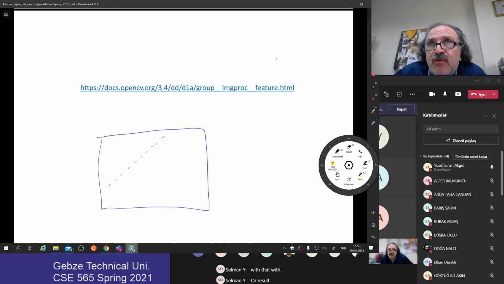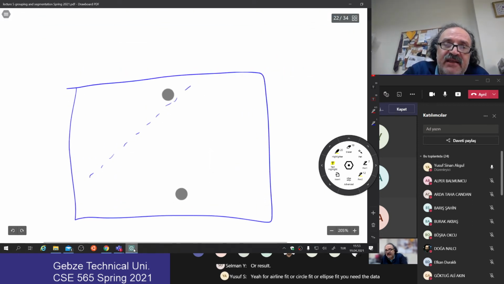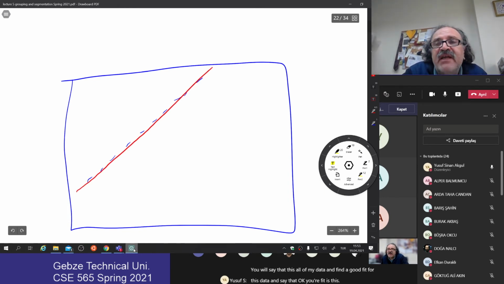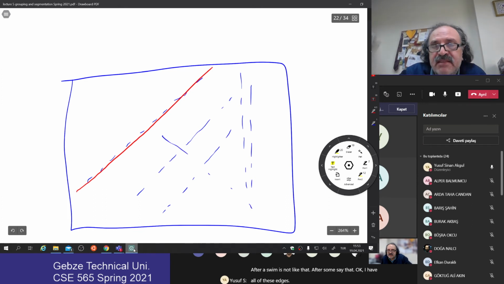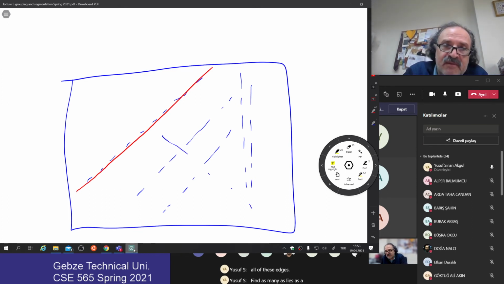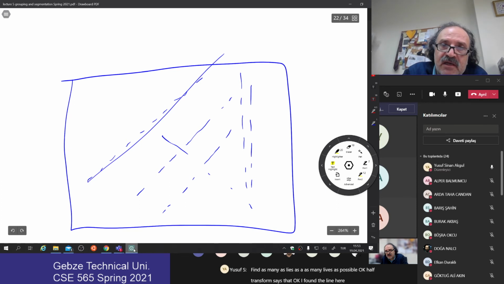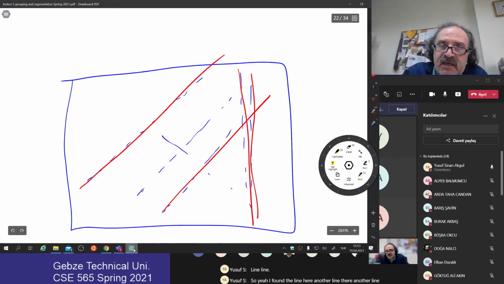Yeah, for a line fit or circle fit or ellipse fit, you need the data. You would say this is all of my data, find a good fit for this data, and say okay, your fit is this. Hough transform is not like that. Hough transform says, okay, I have all of these edges. Find as many lines as possible. I found a line here, another line there, another line there, and here's a line, and here's a line.